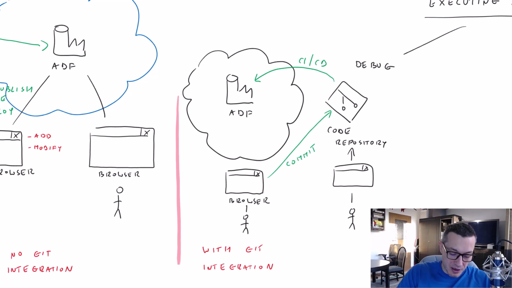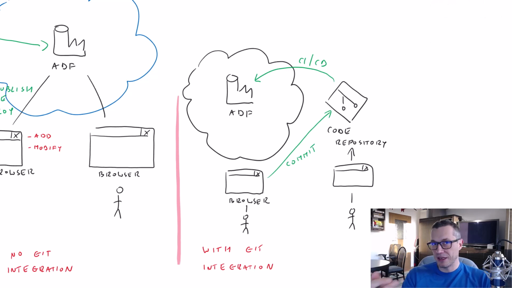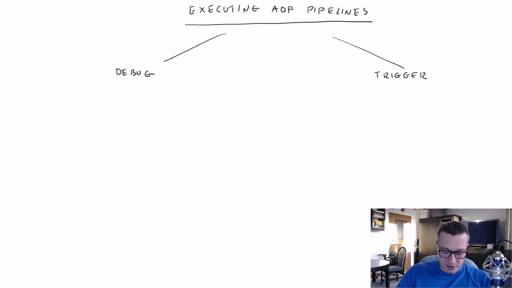Anyway, in both of those cases, either with Git or without the Git integration, the difference is the same. Trigger executes the code that is deployed to the service, and debug executes the code that is loaded to the UI. So that's the main difference. All right, so as you can guess, the debug mode should be used basically for local tests made by developers.